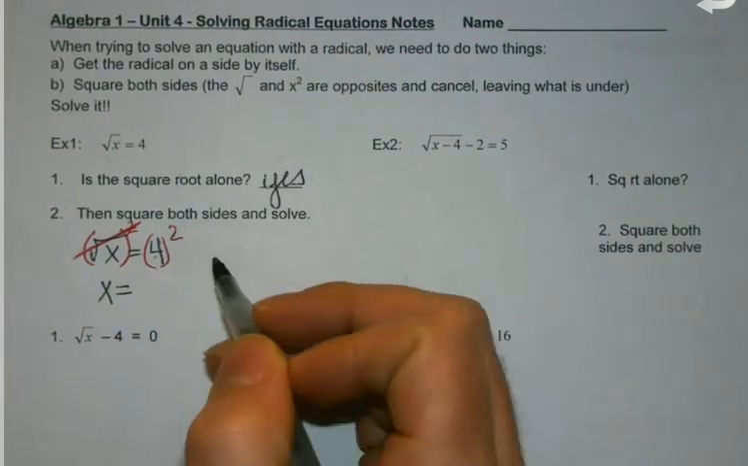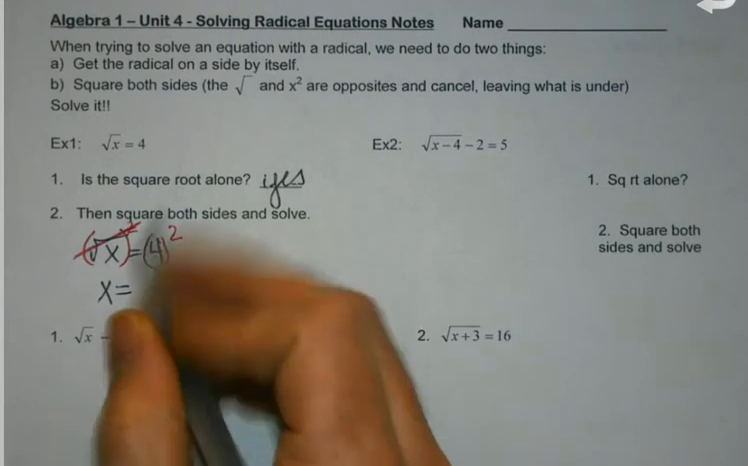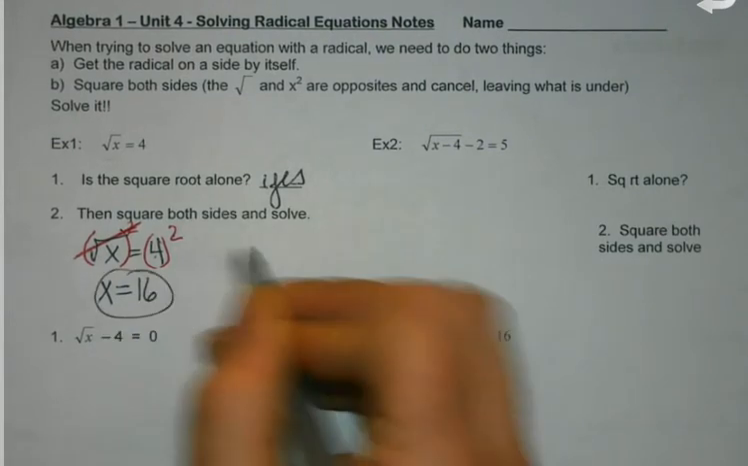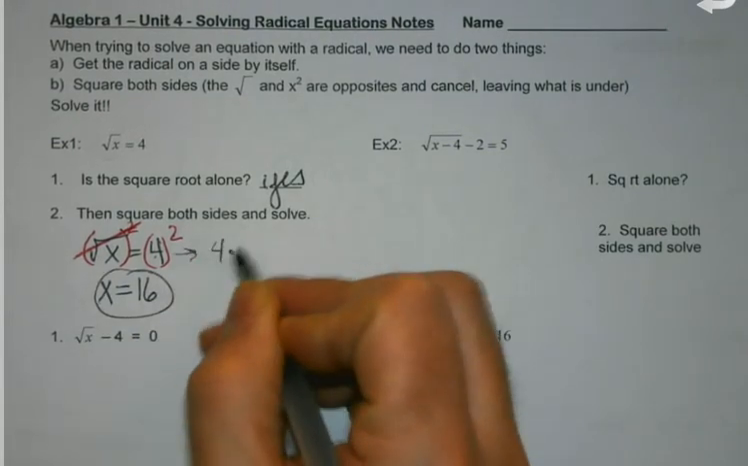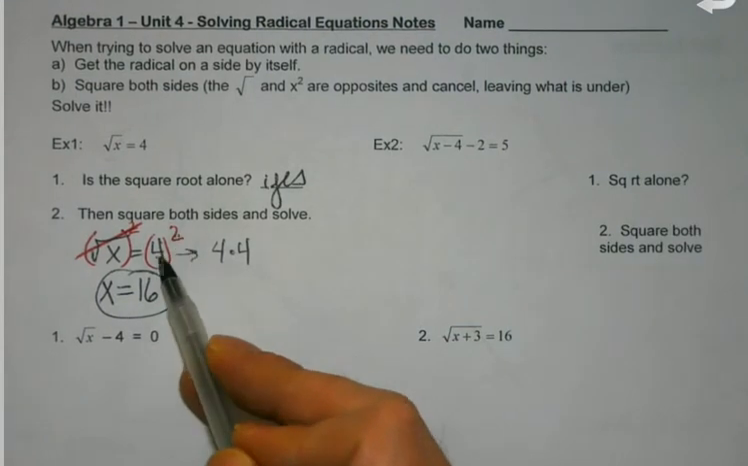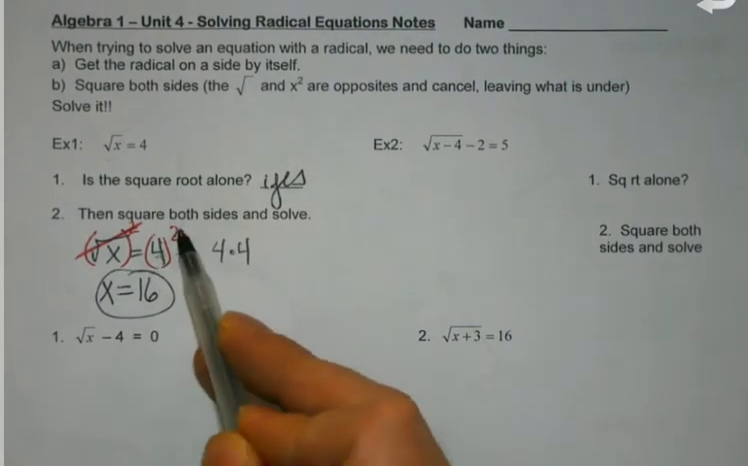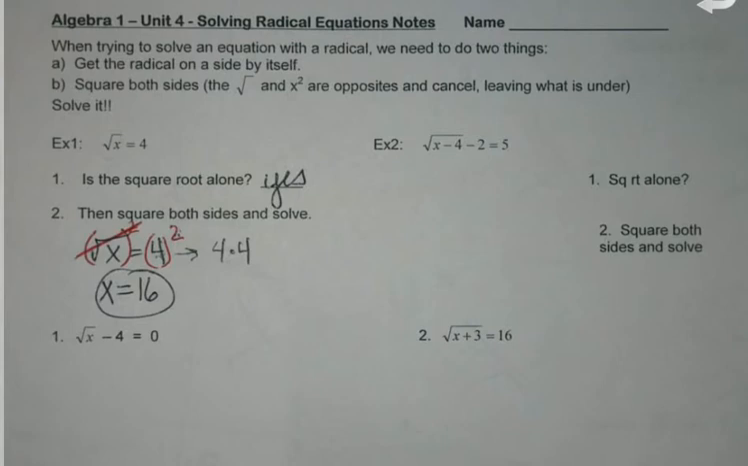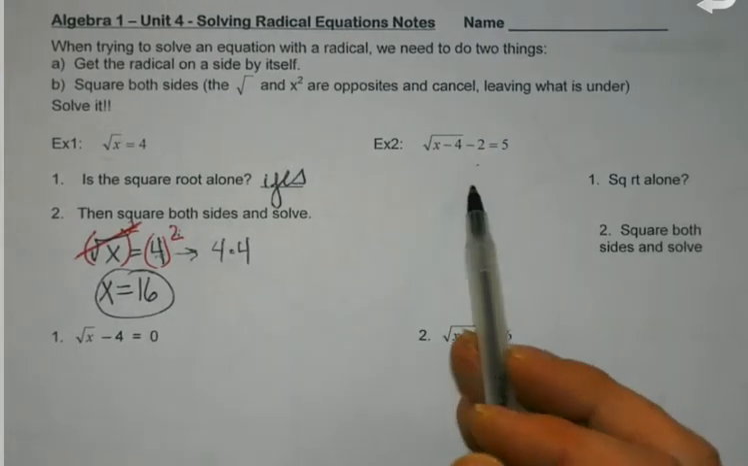What's 4 squared equal? 16. Because 4 squared, again, is 4 times 4. It's not 4 times 2. Okay? This means I'm multiplying this by itself that many times. So 4 times 4. And I'm done. Okay? So nothing real bad there. But they won't always be quite that quick.